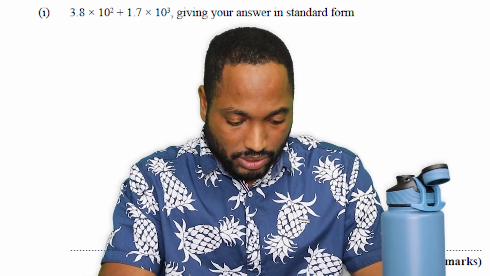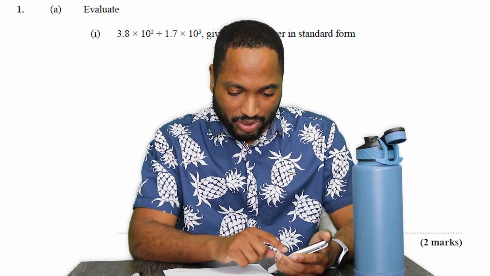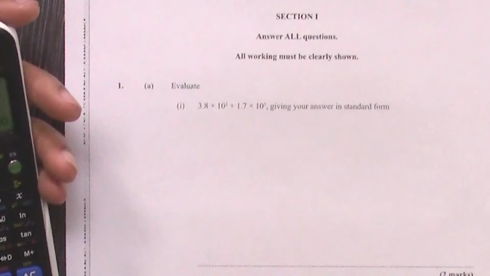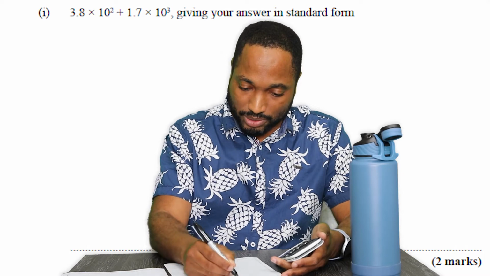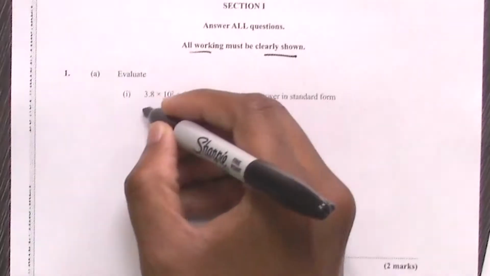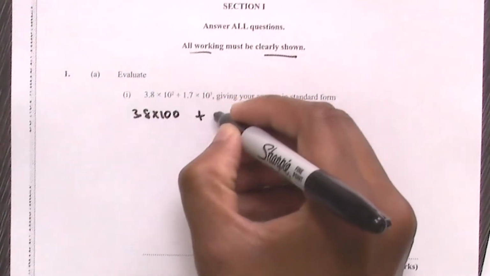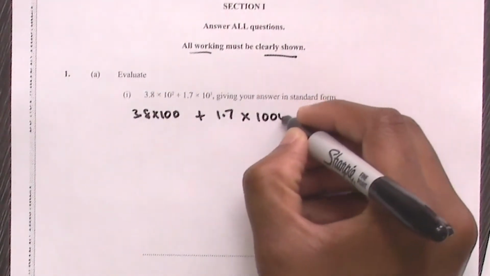3.8 times 10 squared plus 1.7 times 10 cubed. So this answer is 2080. And all working must be clearly shown, and I didn't see a calculator here. So to me this is 3.8 times 100 plus 1.7 times 1000.